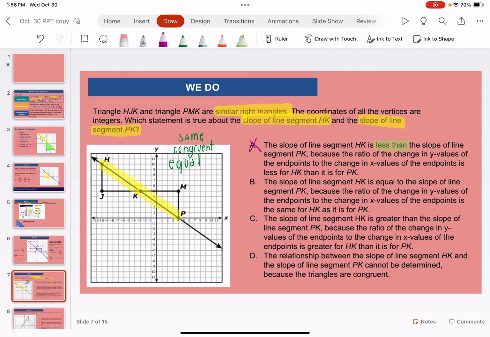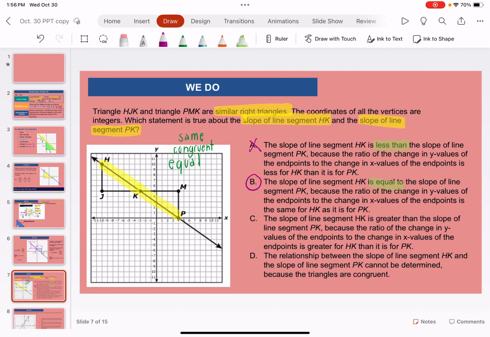Okay, B says the slope of line segment HK is equal to the slope of line segment PK because the ratio of the change in Y values of the endpoints to the change in X values of the endpoints is the same for HK as it is for PK. That is true. So our answer is B.